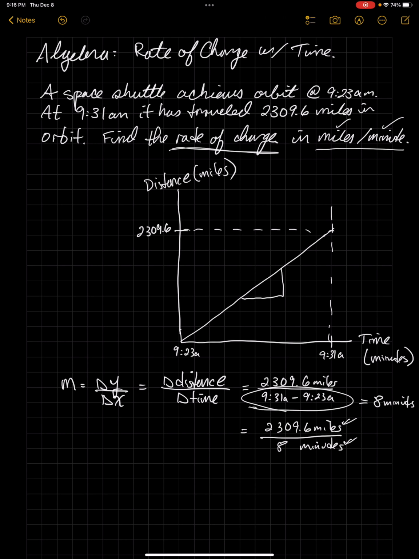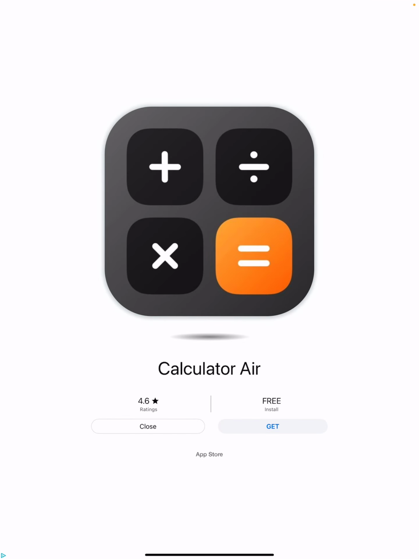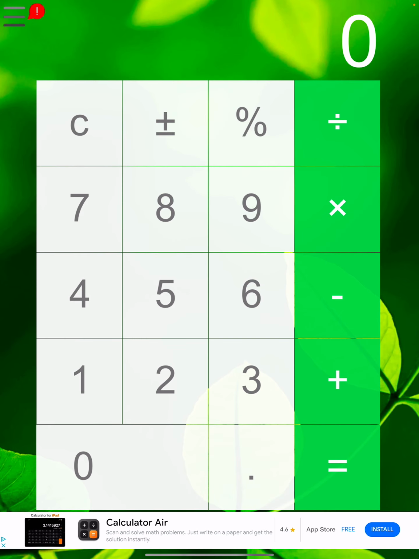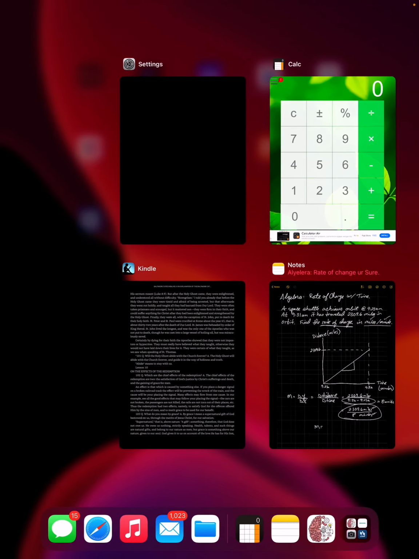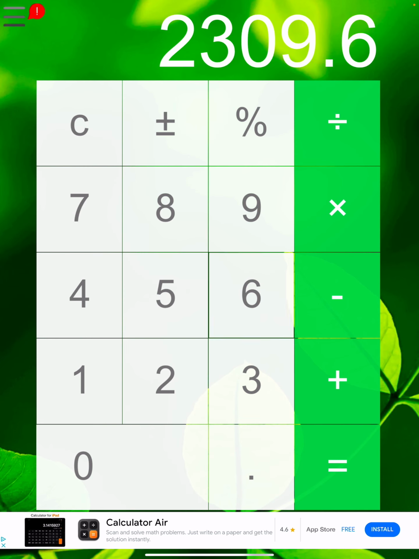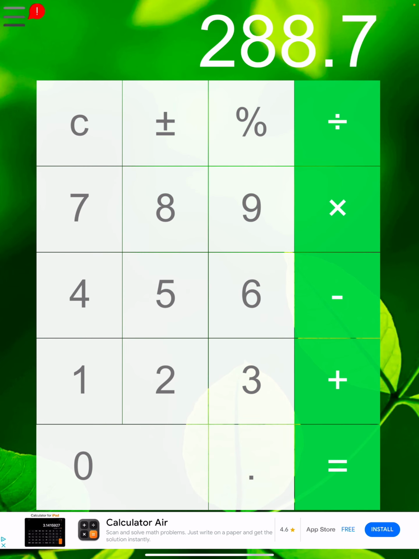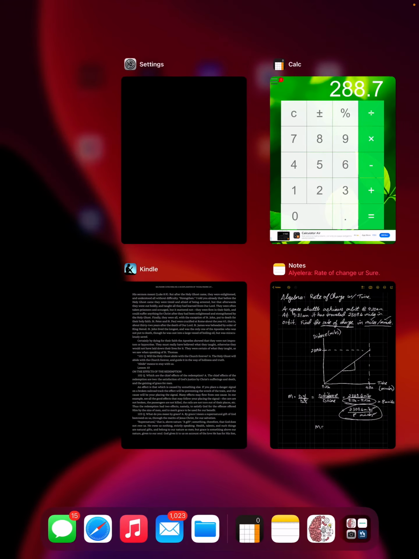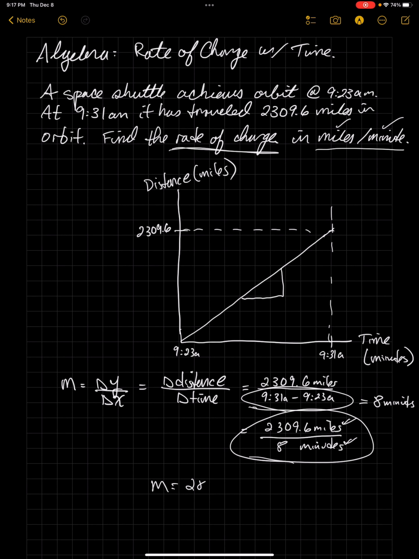So now I can simply do this calculation in my calculator. And when I do that, I get that 2,309.6 miles divided by 8 minutes is 288.7 miles per minute. And so that's my answer.